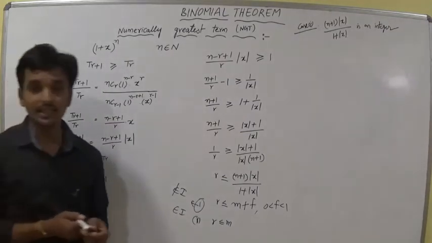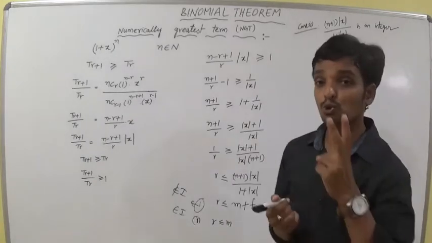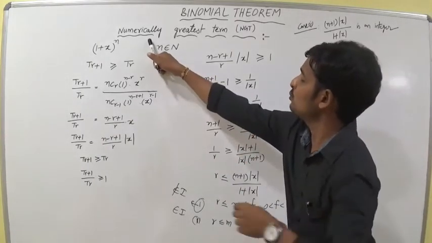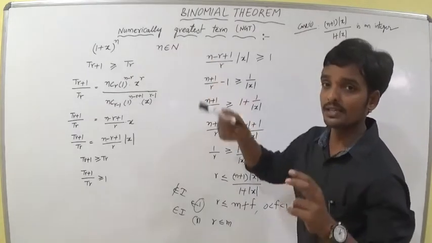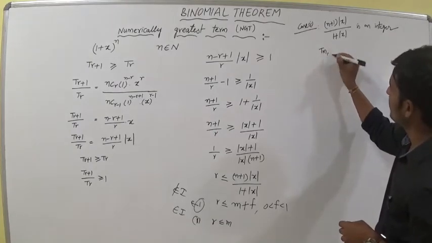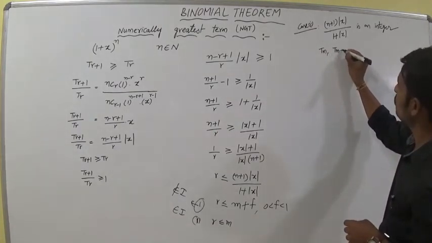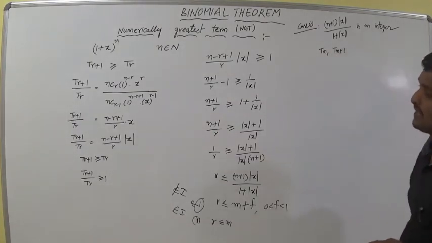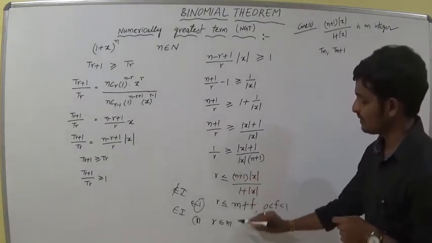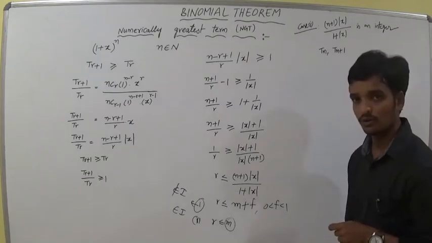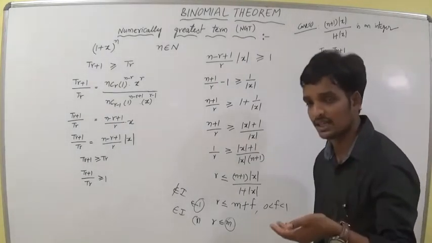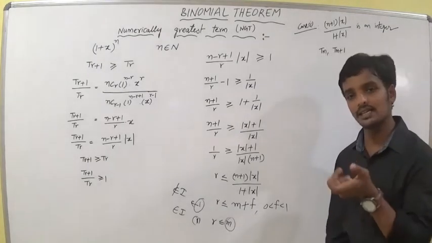So we are getting two cases. We are getting two terms as the numerically greatest terms. What are those? Those are Tm and Tm plus 1. Don't be confused, students. M is simply the value of m. That means we are taking R is equal to 4 or R is equal to 3. For example, if you get R equal to 3, then we are taking m equal to 3.